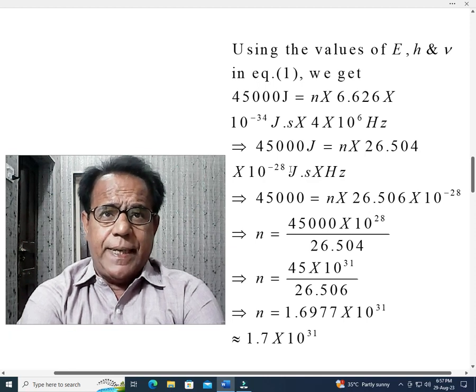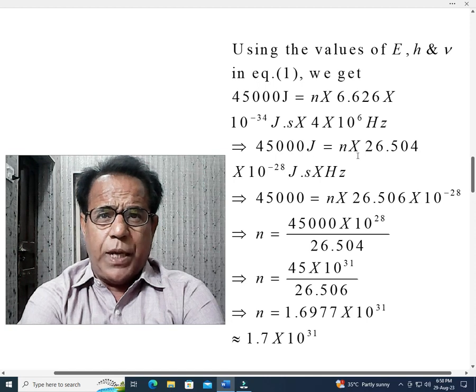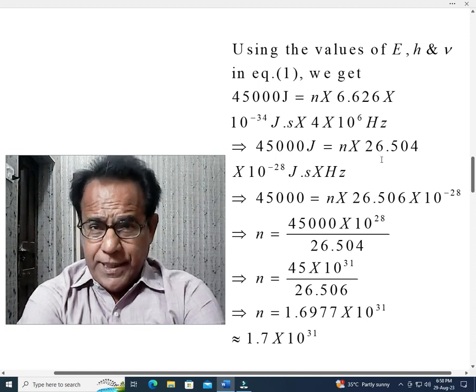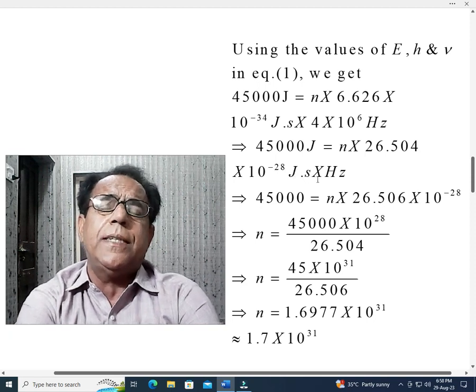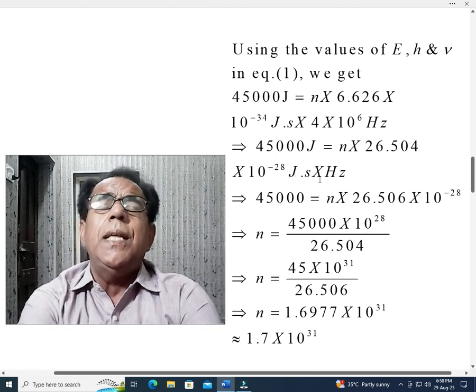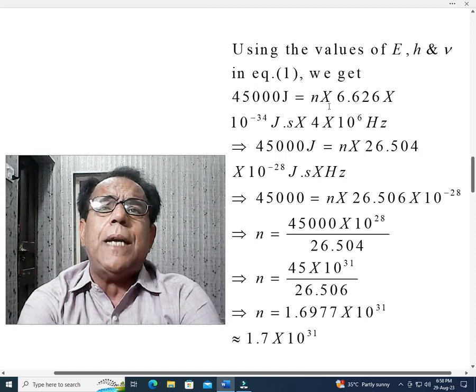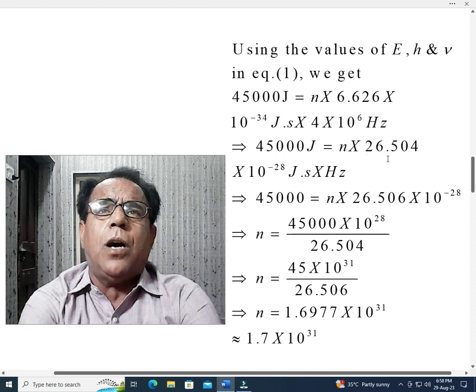This implies that 45,000 joule is equal to n into 26.504 into 10 raised to minus 28 joule second into hertz. What we have done, we have multiplied this value 6.626 with 4, and hence we have got this value.